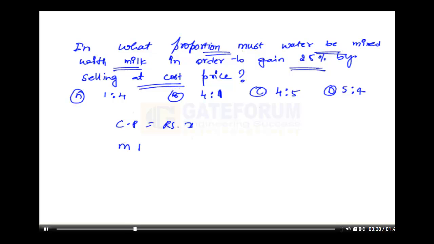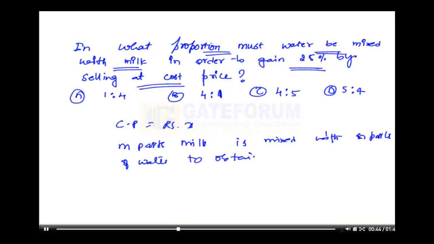And also let us assume that m parts of milk is mixed with some n parts of water in order to obtain 25% profit. What is the new amount of milk in m parts, of which 1.25? Initially it was 1 unit, now it is 25% increased, and the cost will be x rupees.